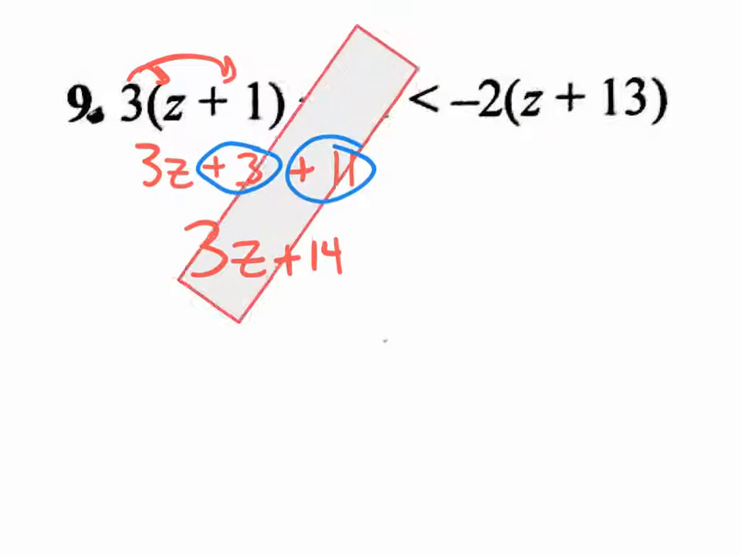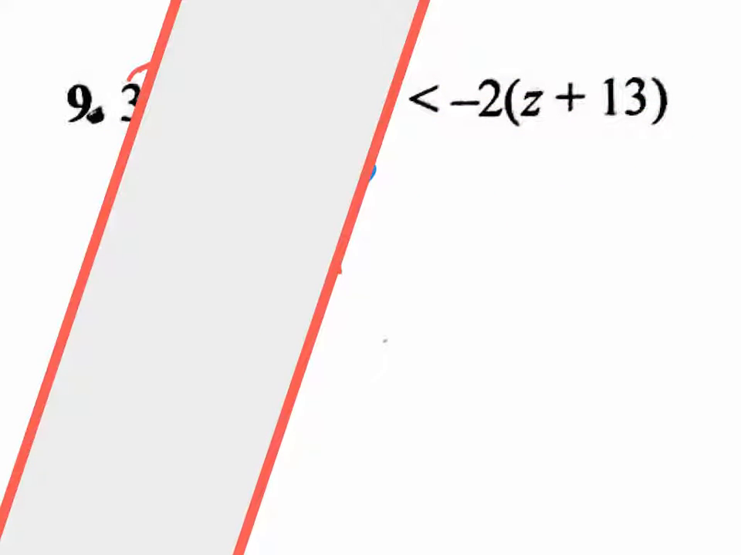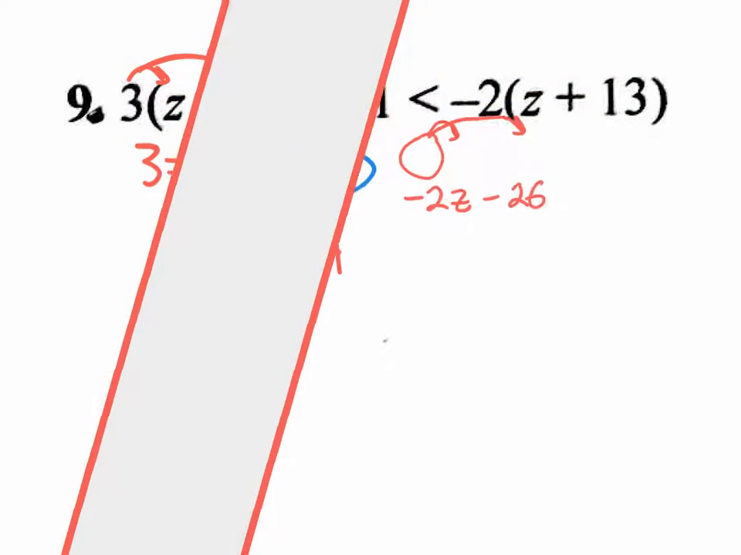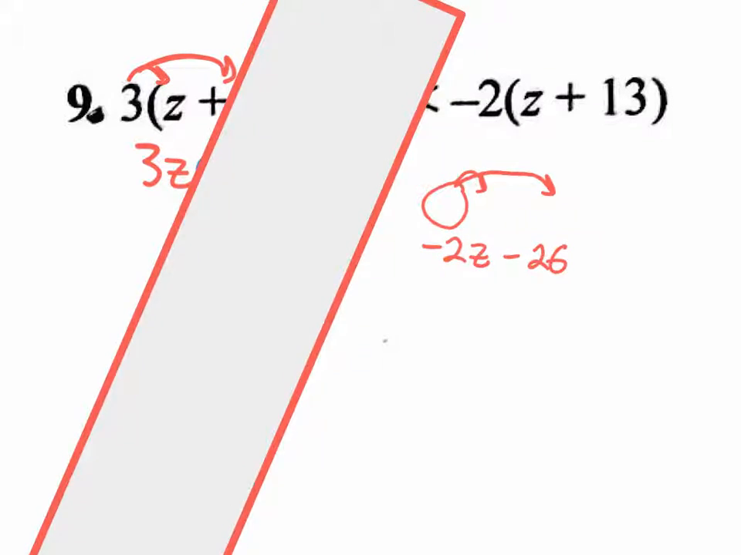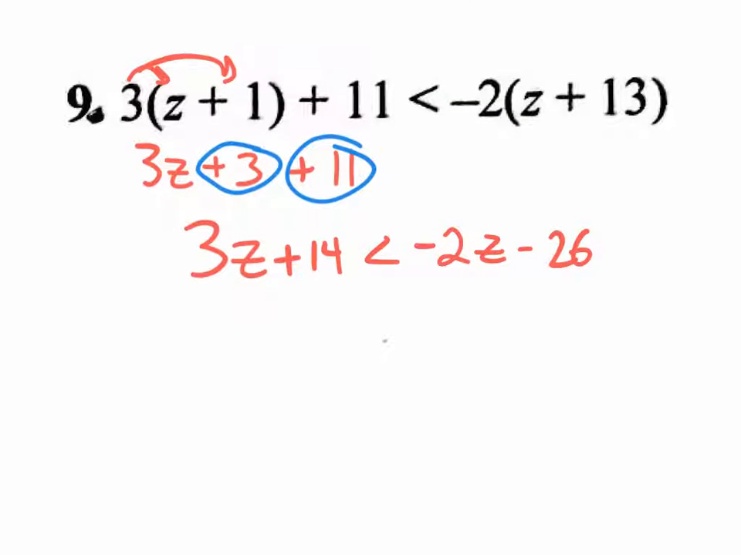Let me now cover that up and simplify the right side. So on the right side, I'm going to distribute negative 2 times z is negative 2z. And then negative 2 times 13, that's negative 26. And that's all I could do on the left side. So now I have, whoa, don't tell me it got attached to that. It did. Sorry about that. Now we have 3z plus 14 is less than negative 2z minus 26.